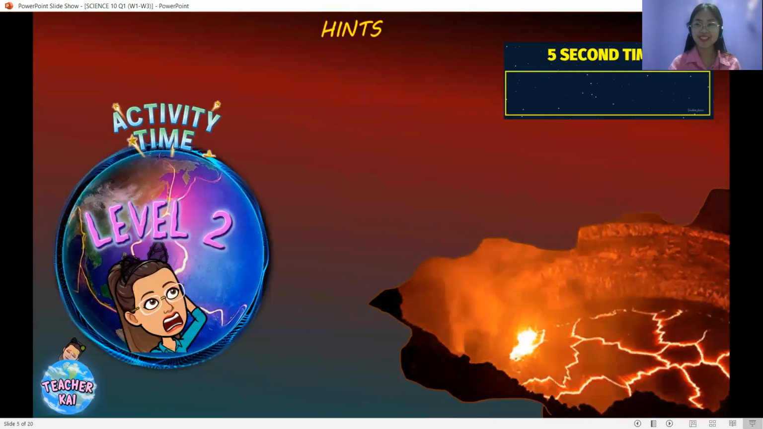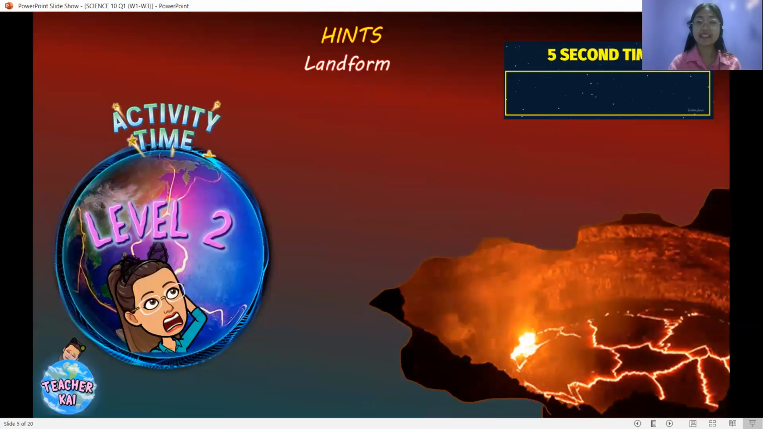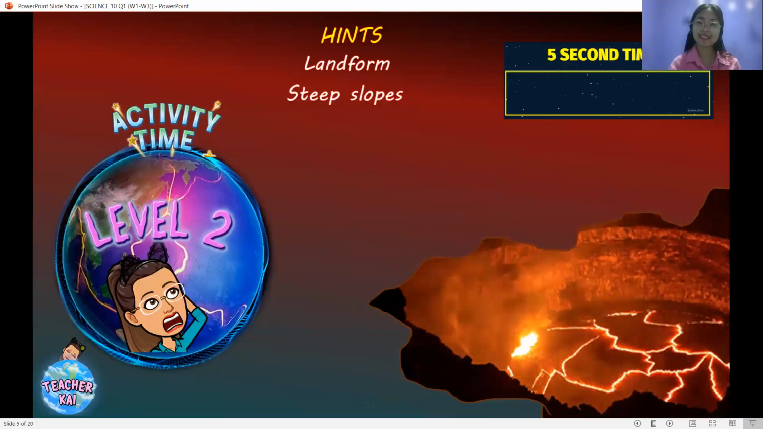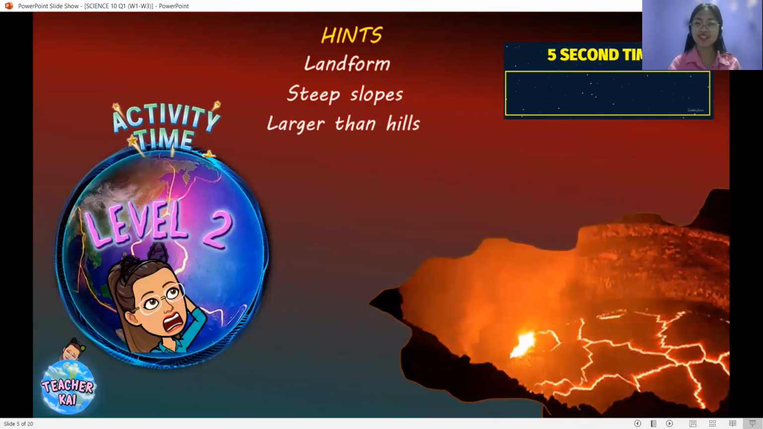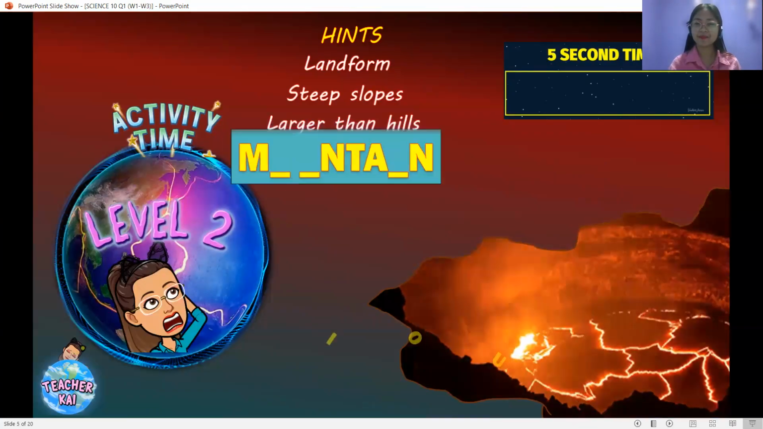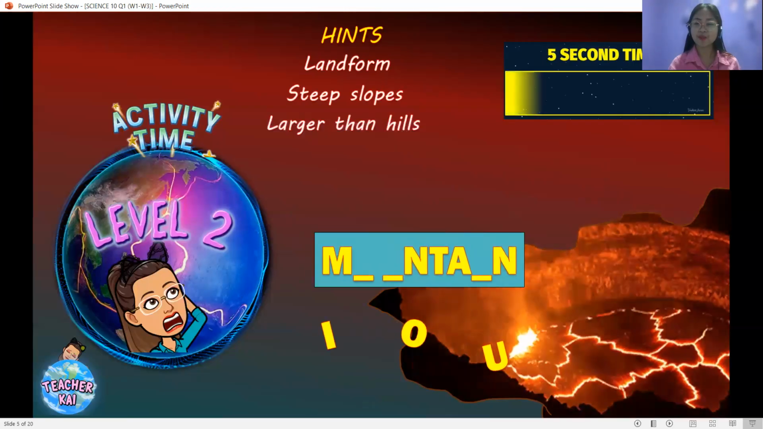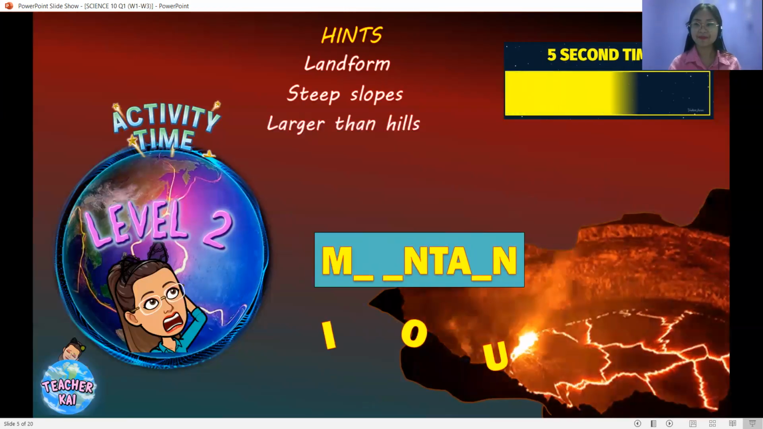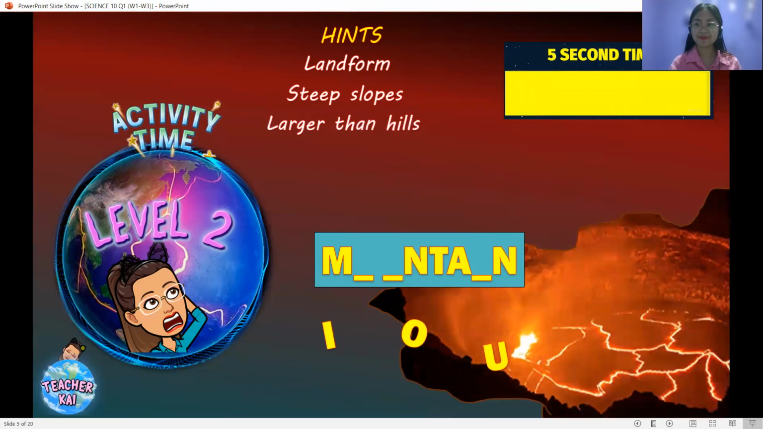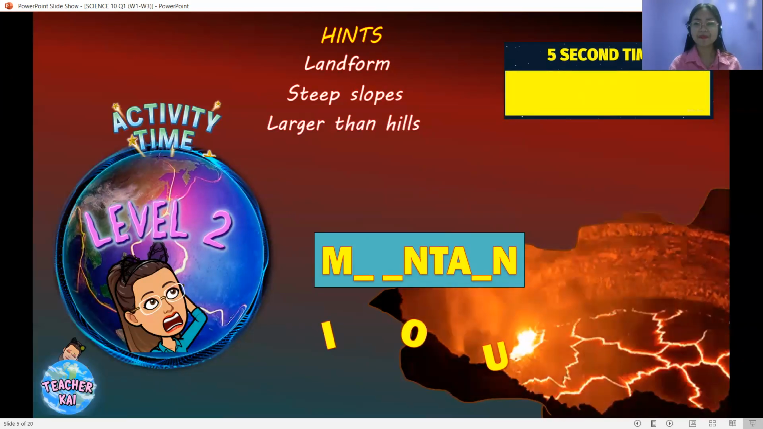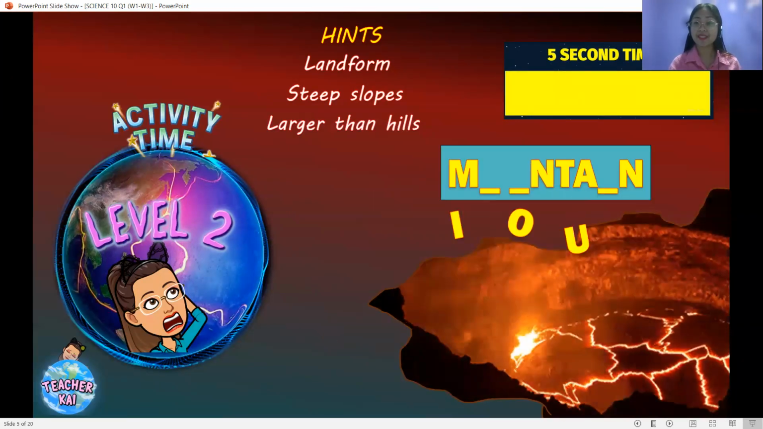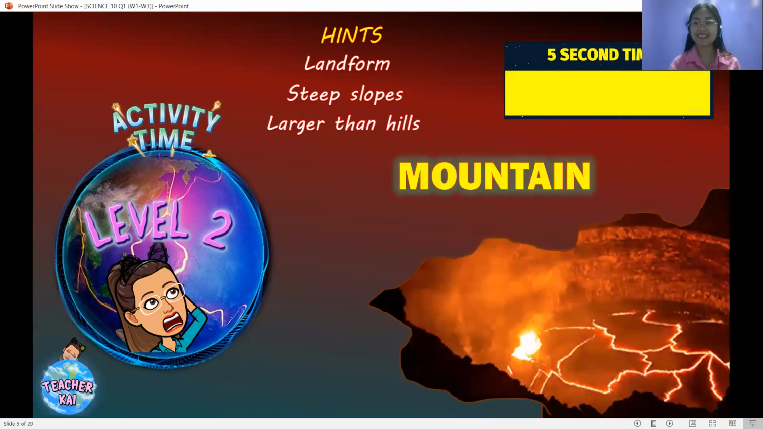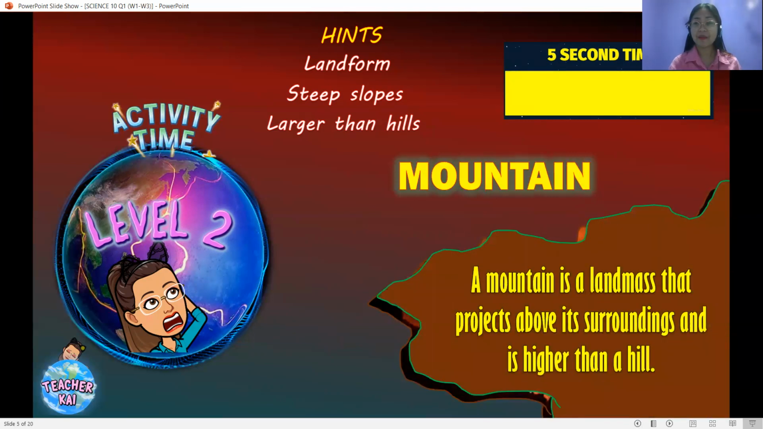Level 2. These are the hints. Landform, steep slopes, larger than hills. What is a mystery word? Time's up. The mystery word is mountain. A mountain is a landmass that projects above its surroundings and is higher than a hill.